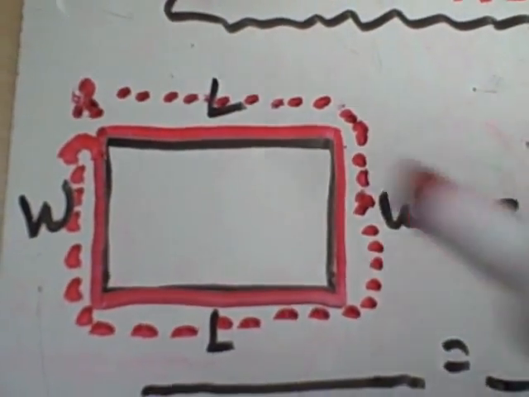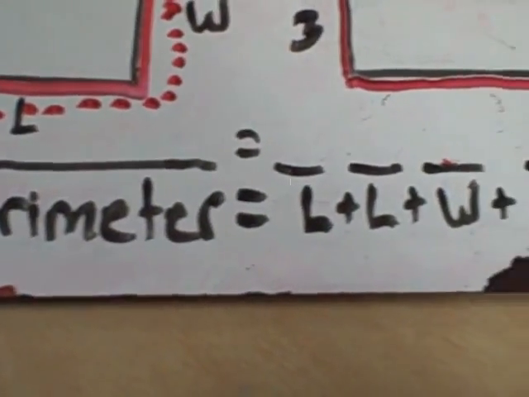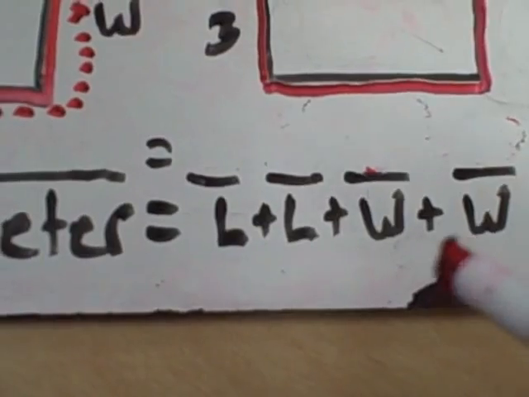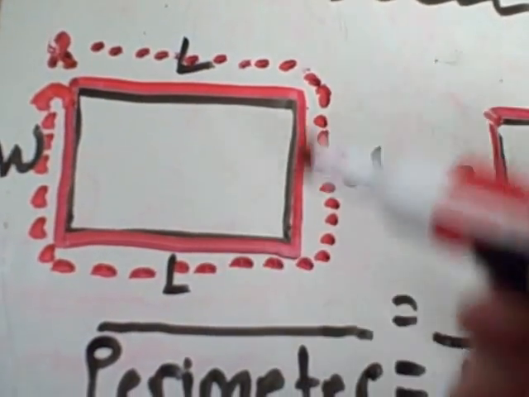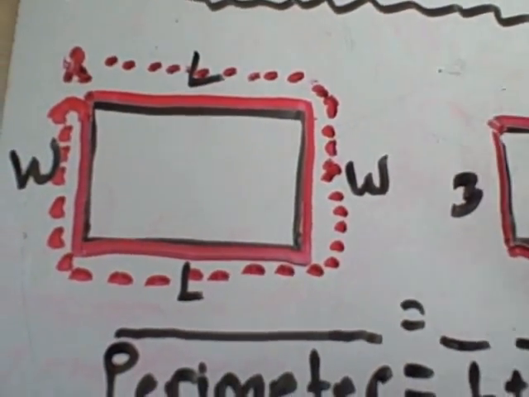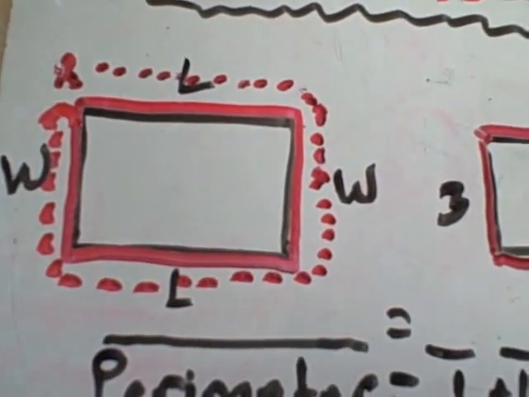We can figure that out by adding the length plus the width plus the length plus the width to find the total distance. And here's the equation. Perimeter equals length plus width plus length plus width. And it doesn't matter if you do length plus width plus length plus width, or length plus length plus width plus width, because based on the commutative property, it doesn't matter what order you do it in. As long as you're still adding these distances up, you're always going to get the same total distance.